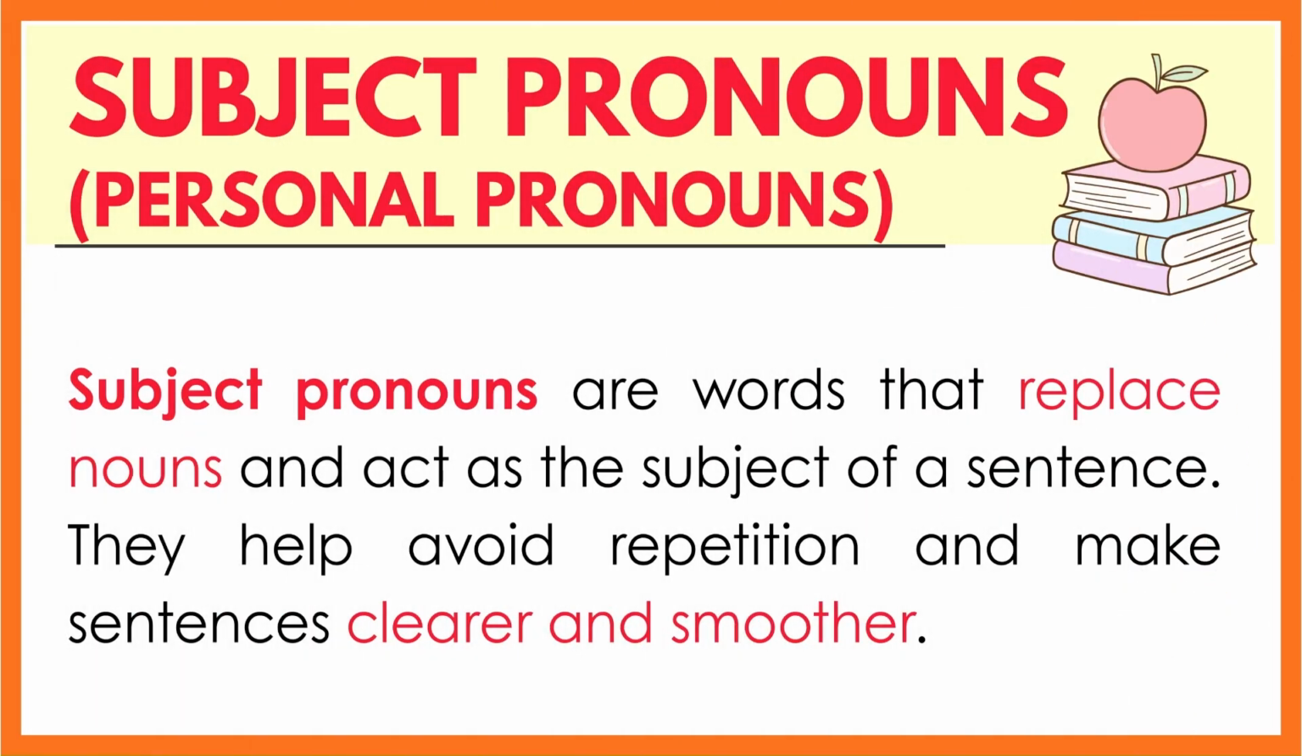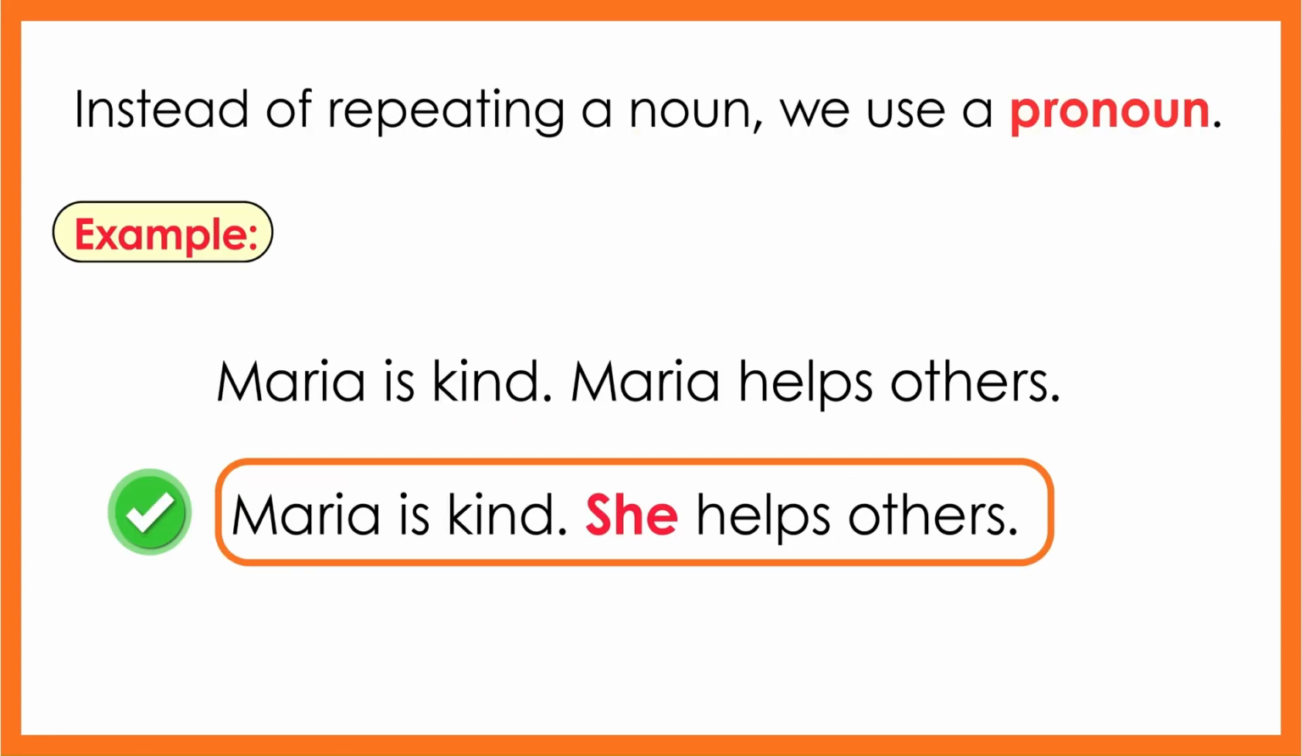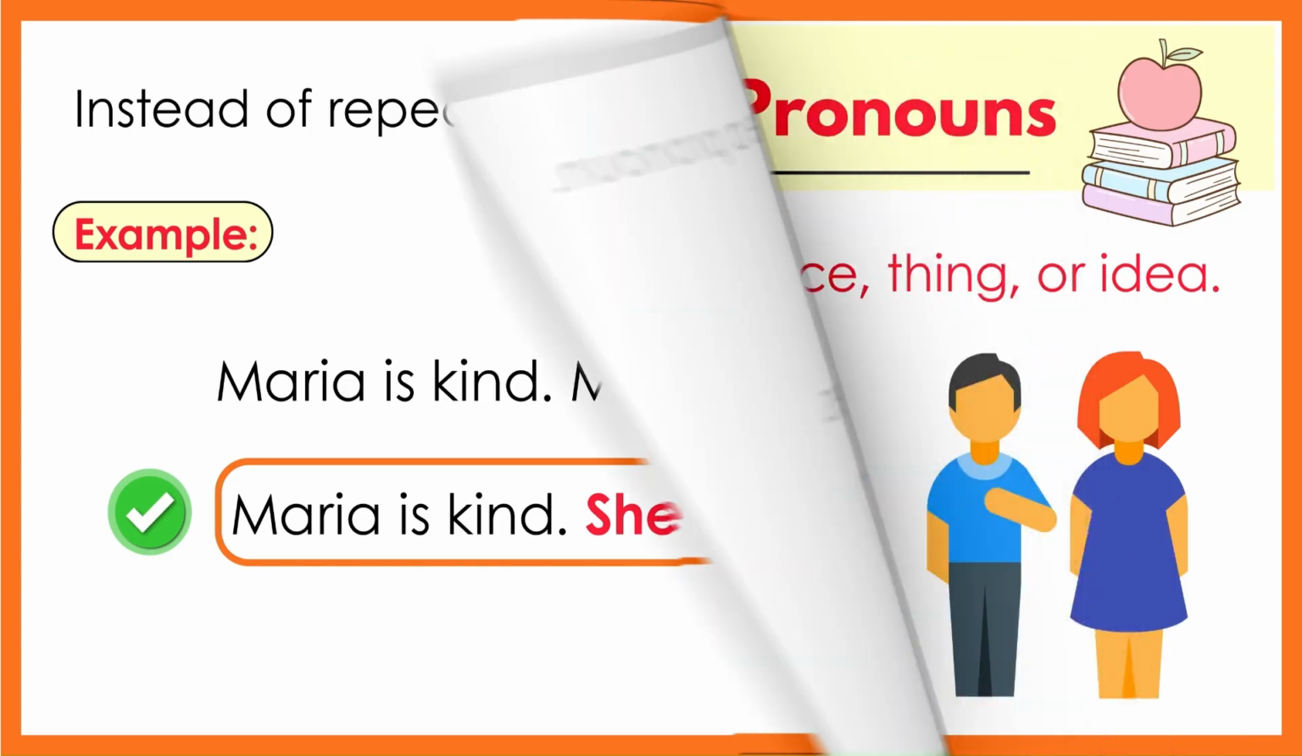Subject pronouns. The personal pronouns. Subject pronouns are words that replace nouns and act as the subject of a sentence. They help avoid repetition and make sentences clearer and smoother. Instead of repeating a noun, we use a pronoun. Let us look at an example. Maria is kind. Maria helps others. Maria is kind. She helps others. The word she replaces the noun Maria. Remember, subject pronouns help make sentences clearer and less repetitive.